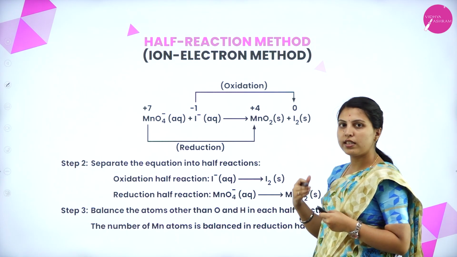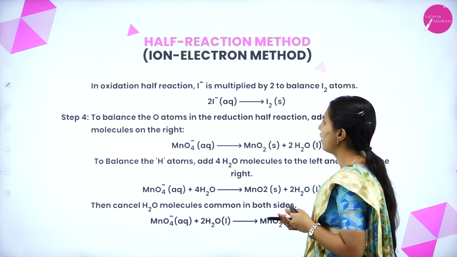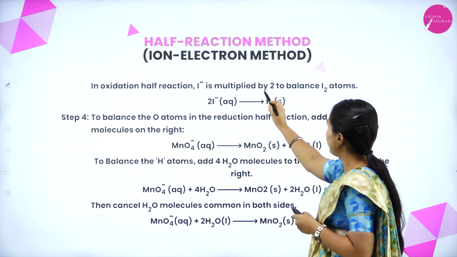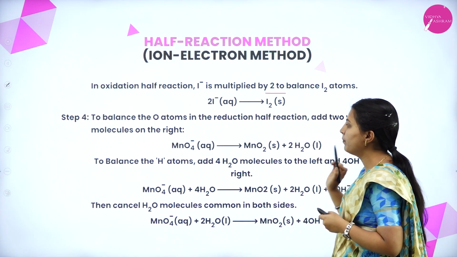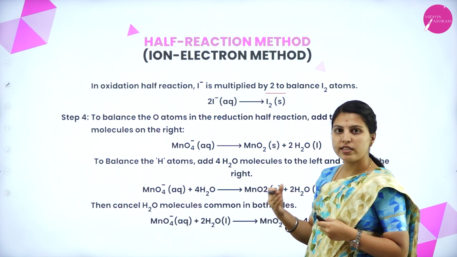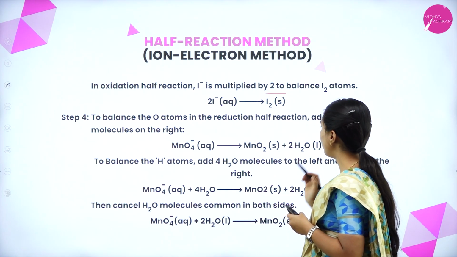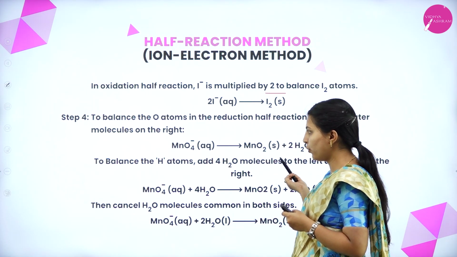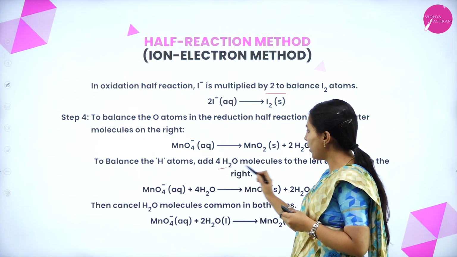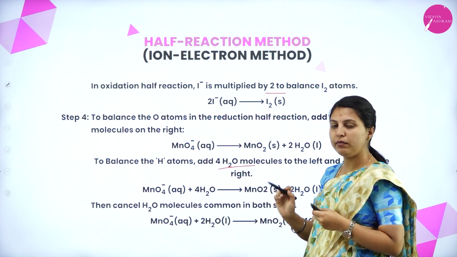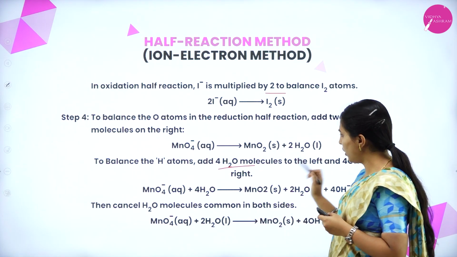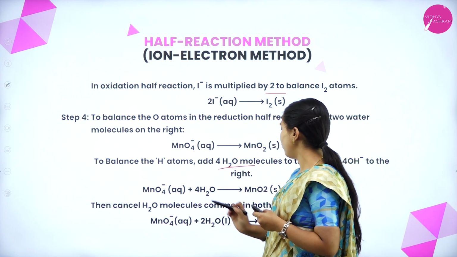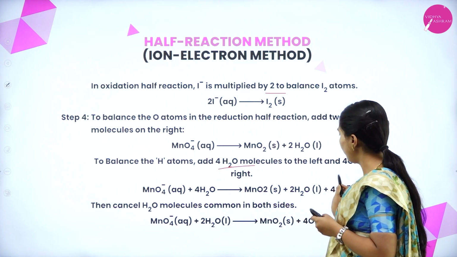Now other than oxygen and hydrogen you have to balance. For that, in the oxidation half reaction, I- is multiplied by 2 to balance I2. Next, to balance oxygen and hydrogen using water molecules, MnO4- forms MnO2 plus 2H2O. Now to balance hydrogen, 4H2O. This is a basic medium, reacting in basic medium. So here also water molecules will be used: MnO4- plus 4H2O gives MnO2 plus 2H2O plus 4OH-.